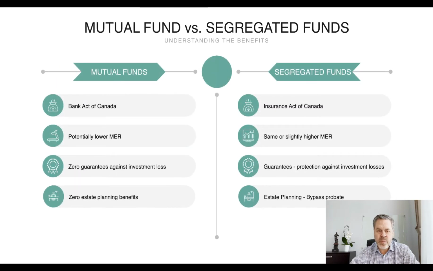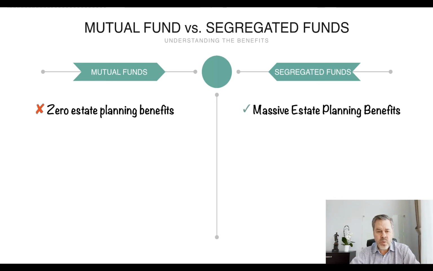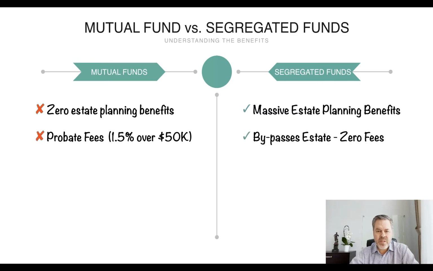Let's talk about estate planning benefits with segregated funds and mutual funds. Mutual funds: no estate planning benefits at all. Zero. Segregated fund: massive benefits. In a mutual fund, you're going to pay probate. When a person passes away, 1.5% over $50,000 is going to be the cost of probate.